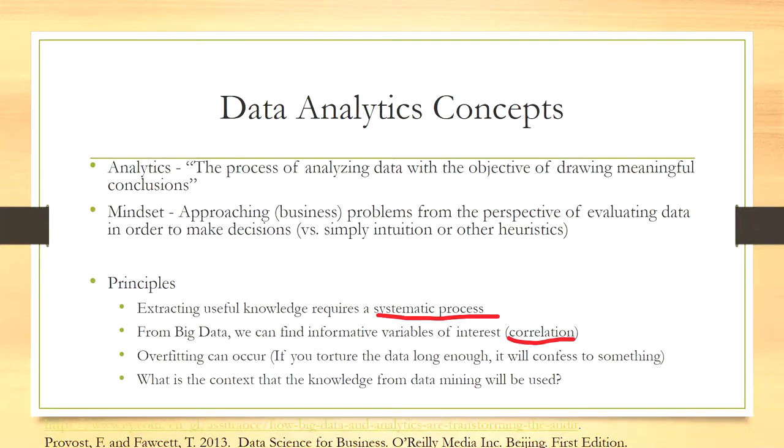You can have negative correlations as well, right? The more customer complaints we have, then probably the less profitable the firm would be. That would be an example of a negative correlation. So overfitting can occur with data analytics if you're not careful.